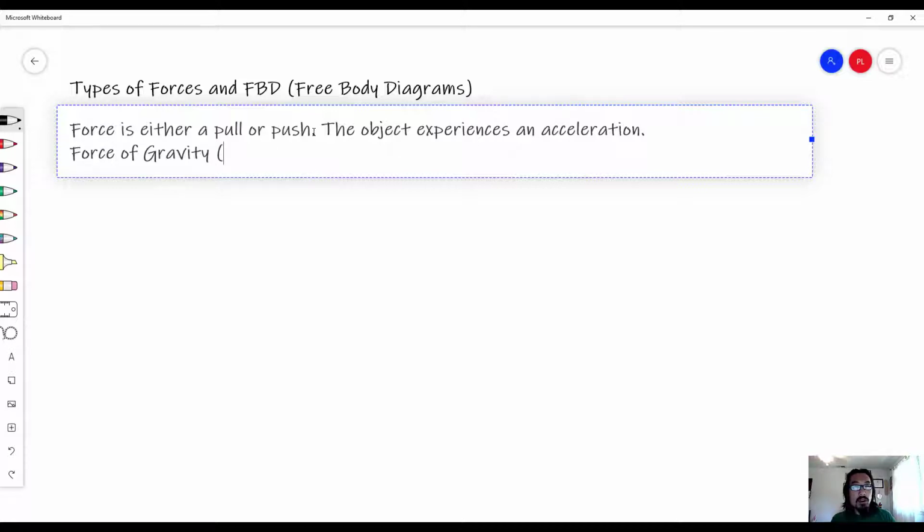Now, the force of gravity can also be called the weight. Now, this is where the differentiation between weight and mass comes into play. Whenever you are taking the weight of something, you're actually measuring the force of gravity, right? And the force of gravity can be written as capital F subscript G or just a capital W. Okay, you will see it being written in both ways.